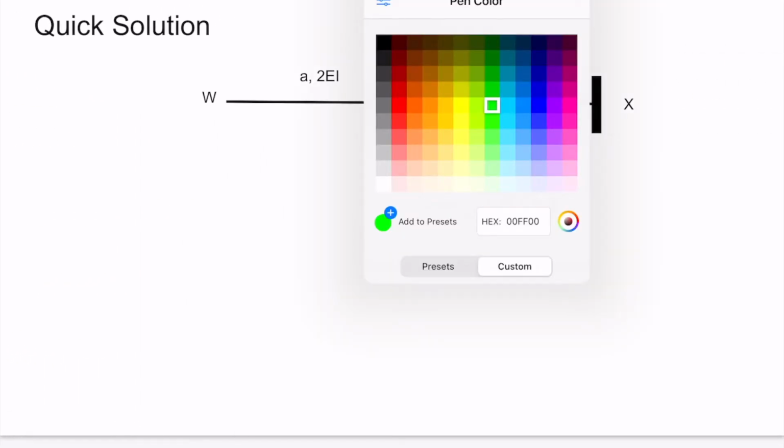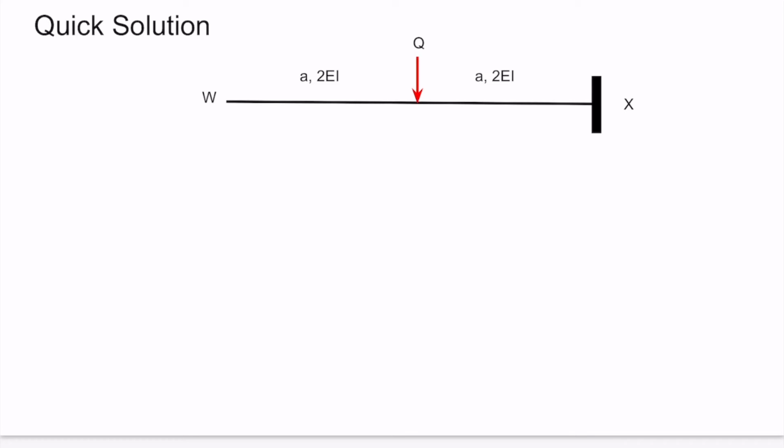So how will this beam deflect under this load? The beam will be curved till the point of application of load Q, and after that it will be a straight line. Why will it be a straight line after that? Because no load is applied after the point of application of Q. So how will we calculate the value of delta W?